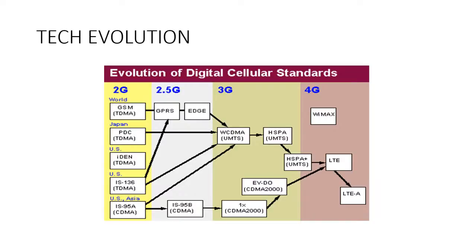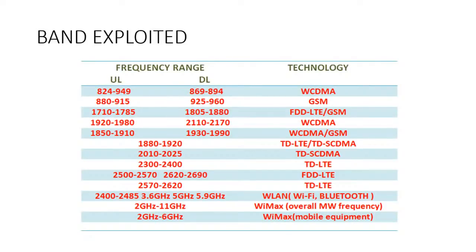So LTE and LTE advancement are there, and we'll discuss them in the upcoming slides. This is the spectrum allocation. I want to show it because you can see the frequencies: 824 to 949 and 869 to 894, which is WCDMA, 3G, and next is GSM, which is 2G, again GSM 2G, again WCDMA 3G, and LTE is also there for 4G. But nowadays in India it is not used for 4G, only for 3G, and TD-LTE is what provides the frequency transmission for 4G in India nowadays.